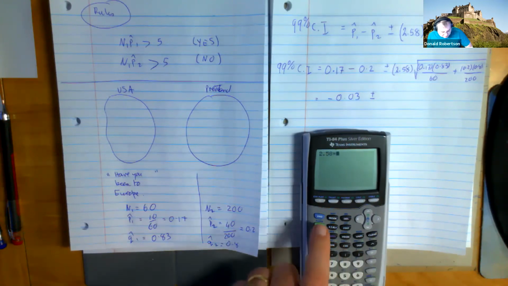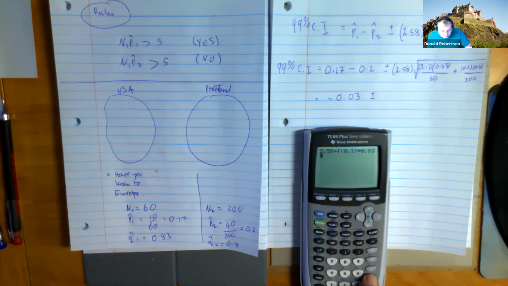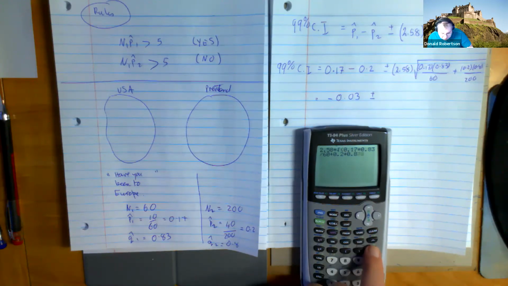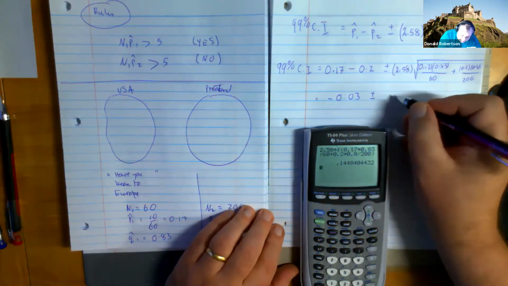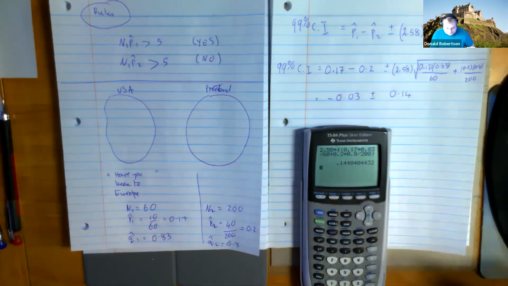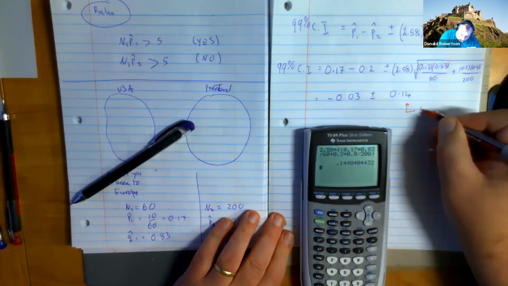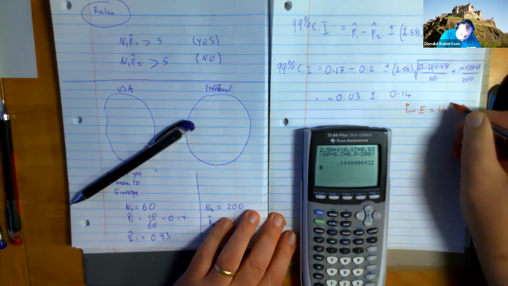2.58 times the square root of 0.17 times 0.83 divided by 60 plus 0.2 times 0.8 divided by 200. And the answer I get here is 0.14. Now, as a percentage, the margin of error here is huge.